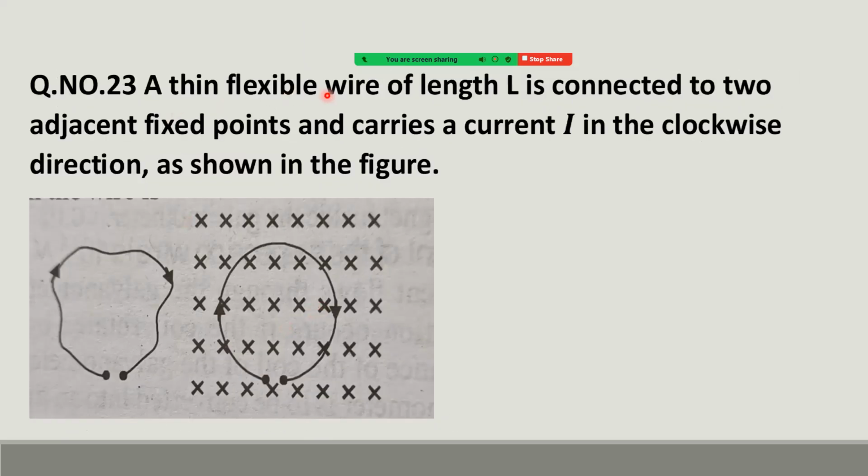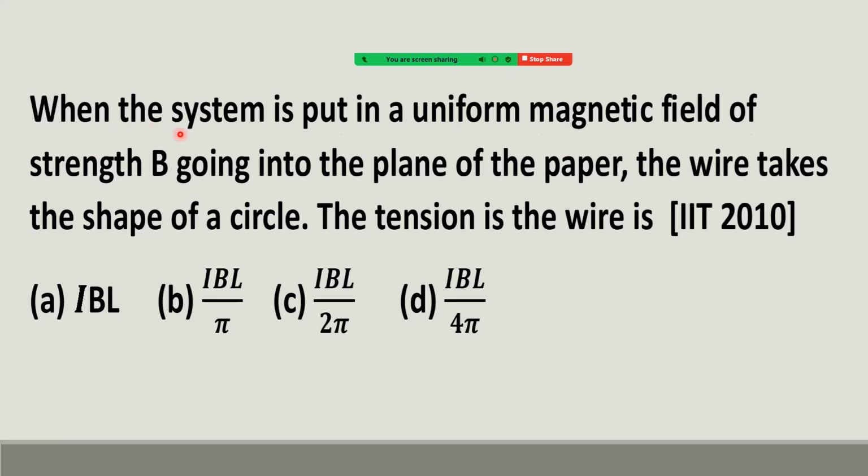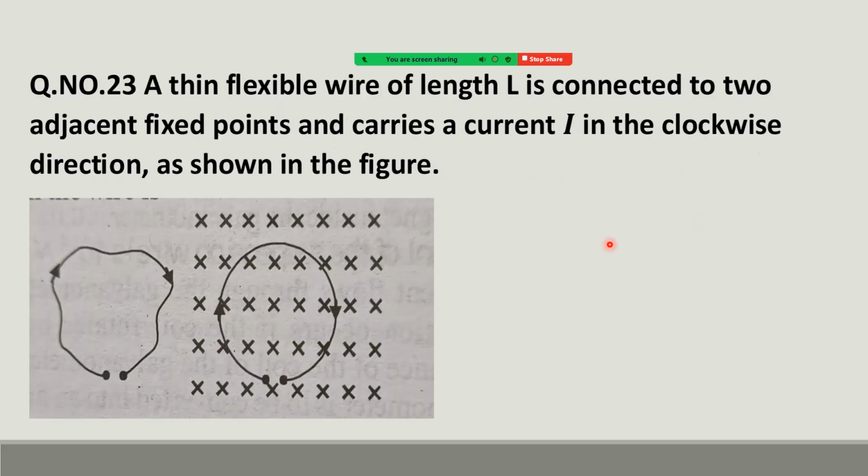A thin flexible wire of length L is connected to two adjacent fixed points and carries a current I in the clockwise direction as shown in the figure. When the system is put in a uniform magnetic field of strength B going into the plane of the paper, the wire takes the shape of a circle. The tension in the wire is? Okay. You can see the diagram here. Field into the paper, direction of current clockwise.